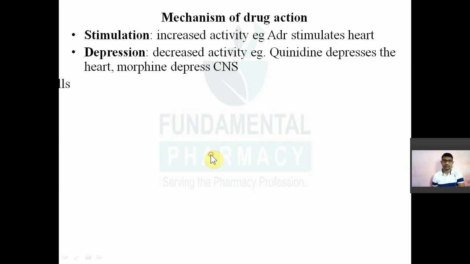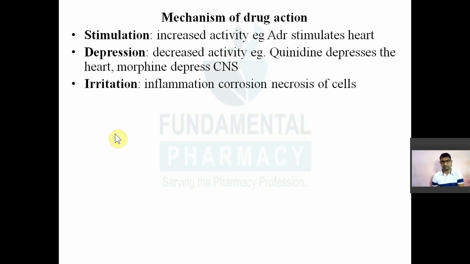Then next one is irritation. Drugs which irritate the system and cause inflammation, corrosion or necrosis. For example, counter irritant drugs, such as salicylic acid, which is used as a counter irritant externally. So that exerts action by irritation, causing inflammation, corrosion or necrosis to the tissue.